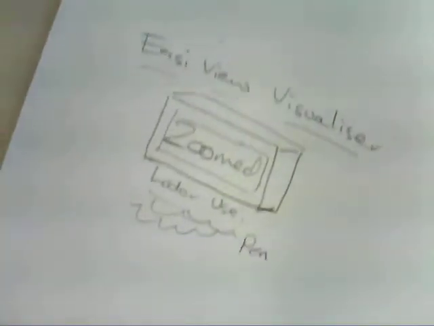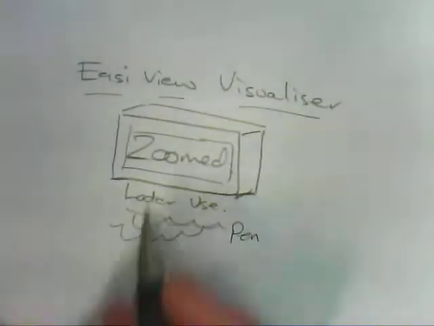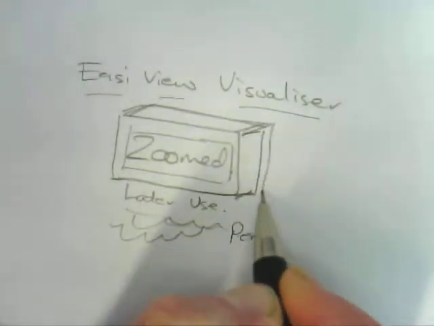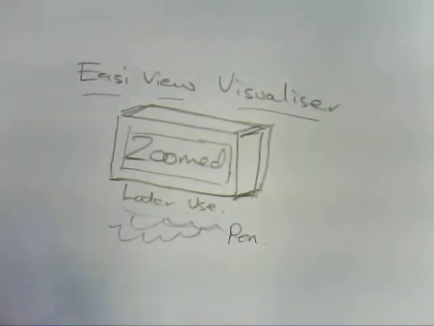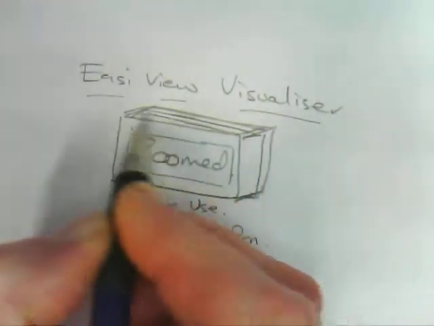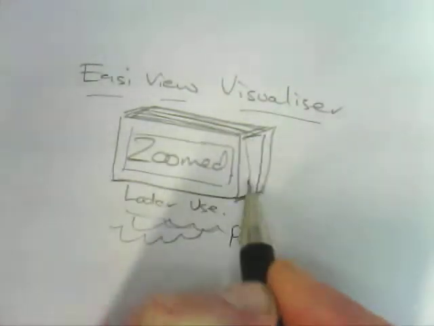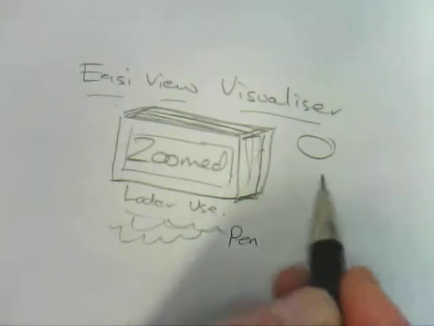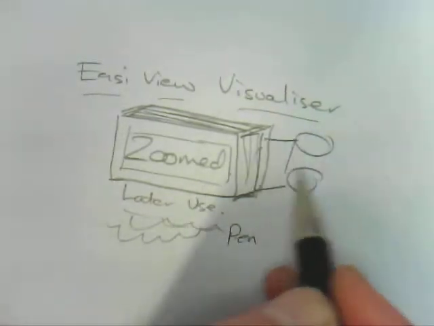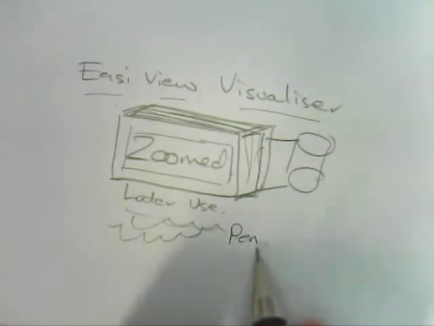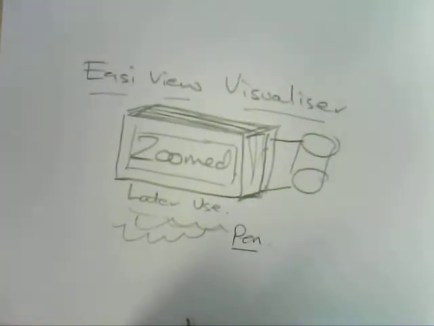Okay, so this is the EasiView visualiser. You use it to project up onto your screen something that you're doing on the desk. And not only can you edit the document that you've got, so I could have a student's piece of work here and be highlighting things. But what you can also do is record that and use it for later on.